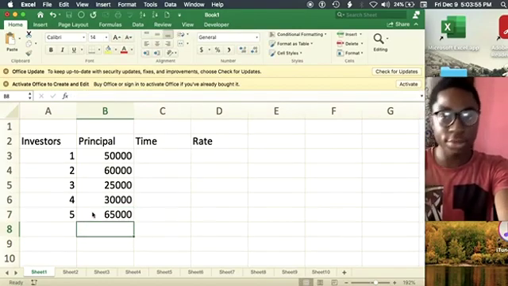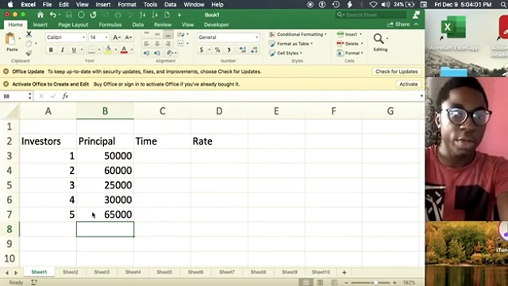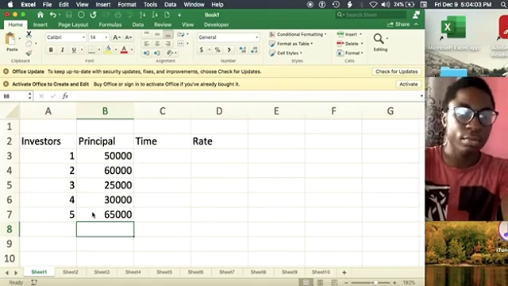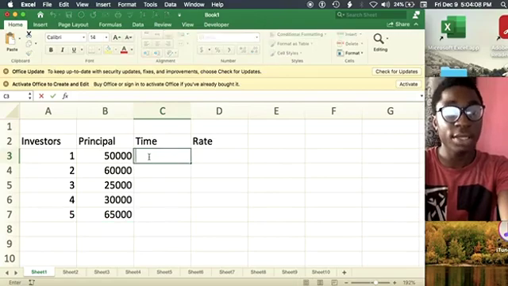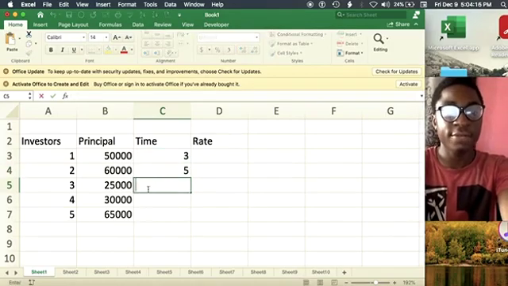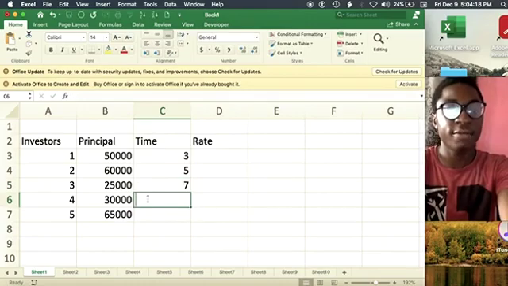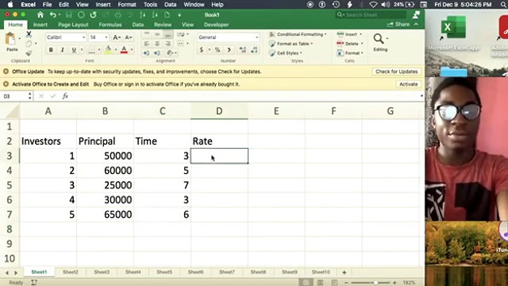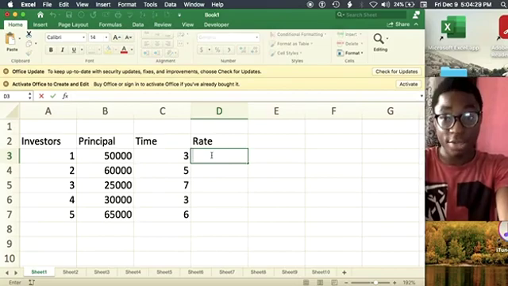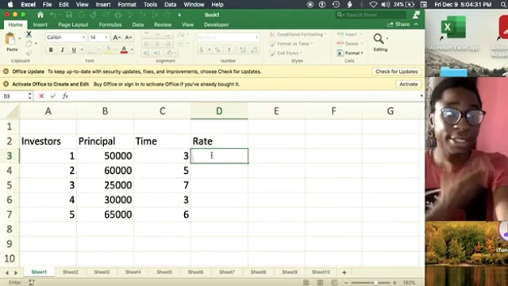Now the next thing to do is basically you talk about the time. We'll talk about the time taken for each of the investments. So basically, investor 1 invests for, let's say, 3 years. Investor 2 invests for 5 years. Investor 3 invests for 7 years. Investor 4 invests for 3 years. Okay, I'm unconsciously following odd numbers. So now, assuming they actually invest in a particular bank, so we have our rate.